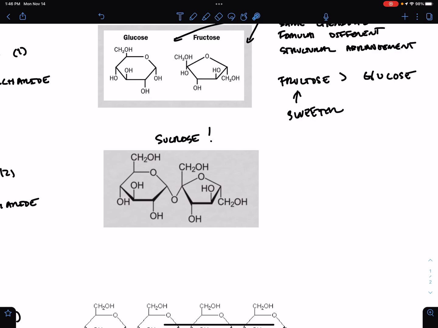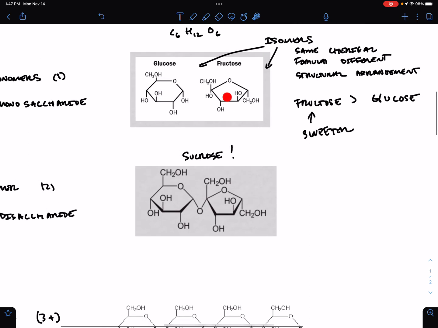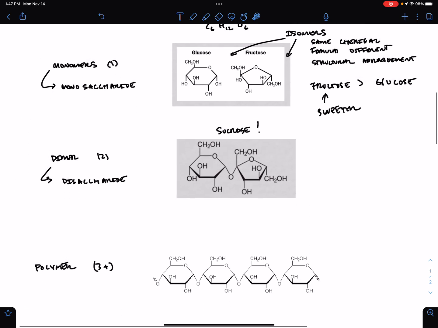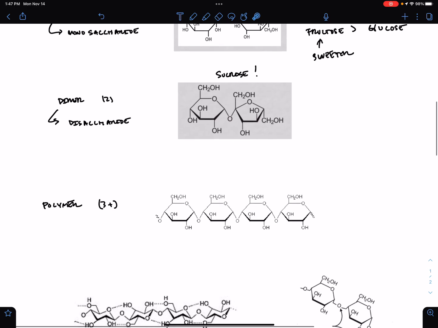Another example of a carbohydrate dimer would be lactose. Lactose is composed of glucose and another monomer called galactose, and people who are lactose intolerant lack the enzyme to break this dimer into the two monomers. So they are unable to break the disaccharide lactose into its monosaccharides, glucose and galactose.